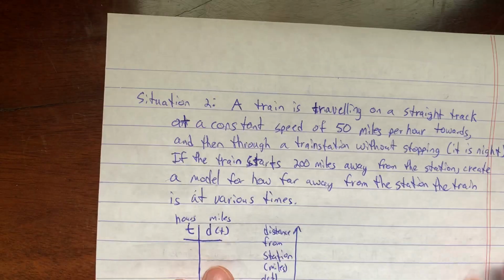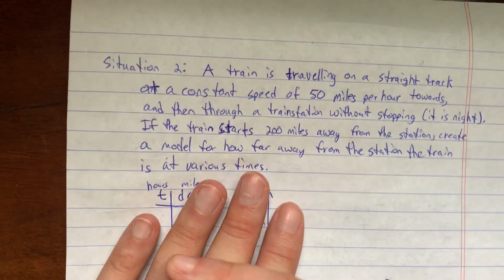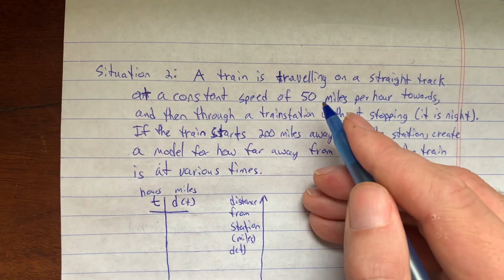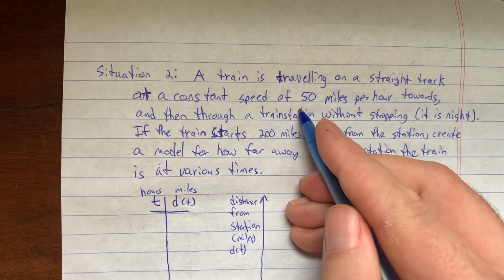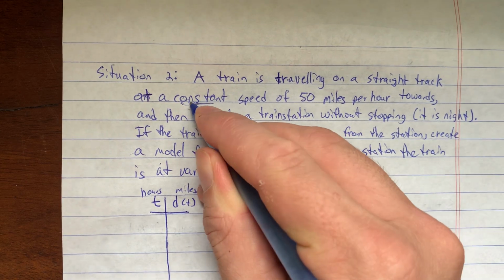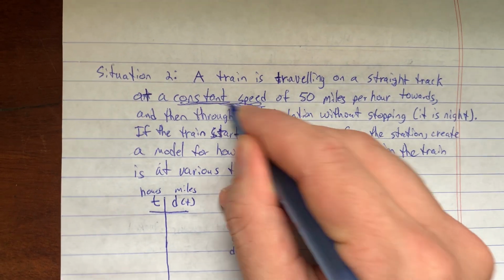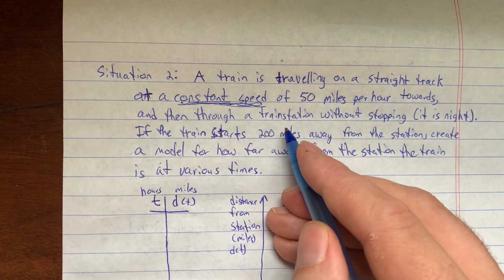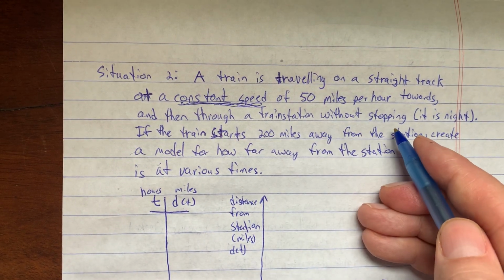Okay, let's look at our second model, our second situation we want to model. So here's a train that is traveling on a straight track at a constant speed of 50 miles per hour. I'm going to underline constant speed because that seems important. Towards and then through a train station without stopping.